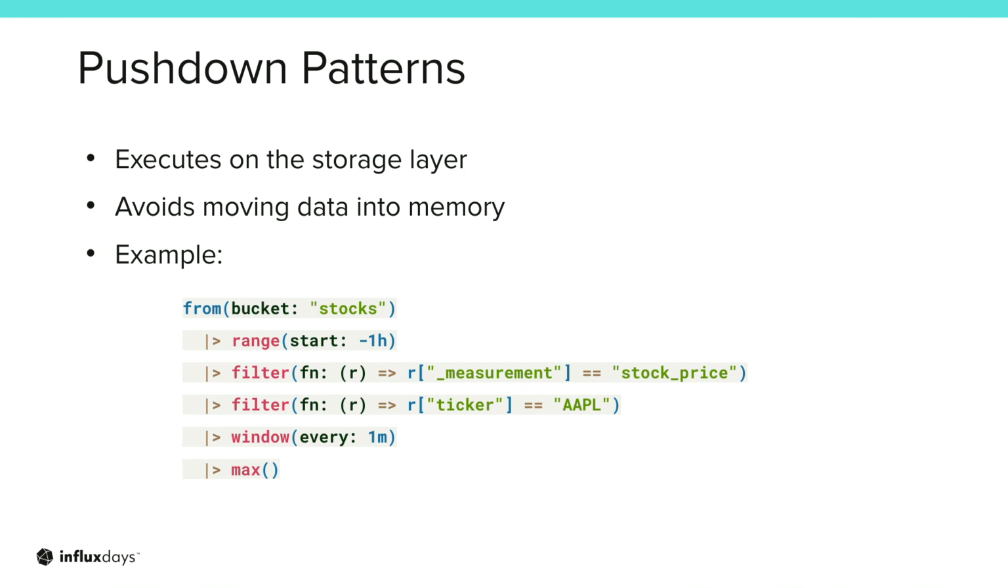An example of a typical pushdown pattern is something you've probably seen before. It starts with querying from a bucket, giving it a range, and then doing some filters on it. If those filters are part of your series key, like your measurement or your tags, that's already separated out at the storage layer. So the Flux query engine can push those parts of your query down to the storage layer, and now it's only going to read the bits that match your query instead of loading everything up into memory and then filtering it from there.